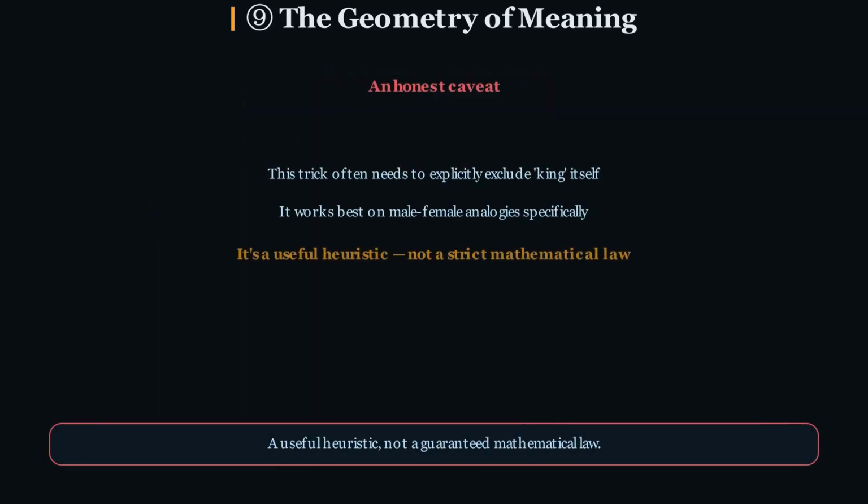But researchers have found this needs an honest caveat. The nearest neighbor search typically has to explicitly filter out king itself. And this trick performs best on gender analogy specifically. It performs far less reliably on other kinds of relationships. It is a useful heuristic, not a guaranteed law of the vector space.